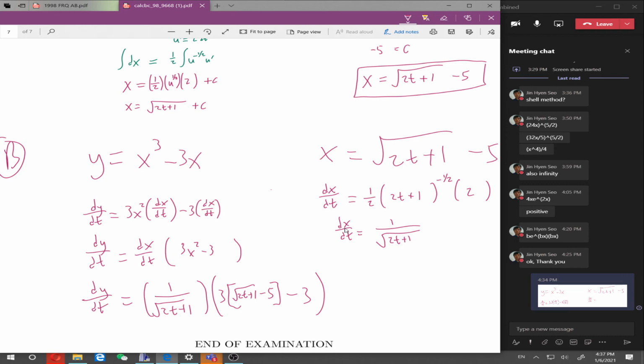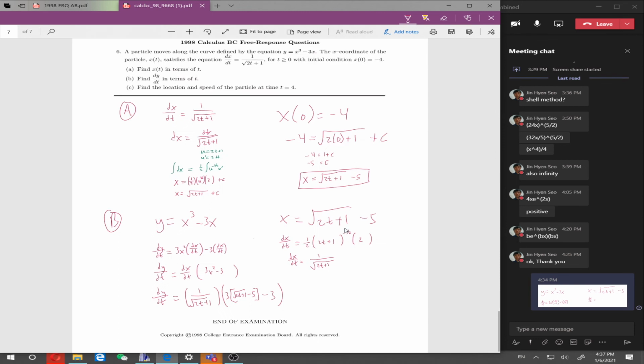I don't believe they said anything about needing to simplify, so now that we're in terms of t, I can just leave it there, and I should be able to get full credit. So I actually don't want you to simplify from that point, because if you make a mistake in your simplification, you can actually lose points. So here is fine.